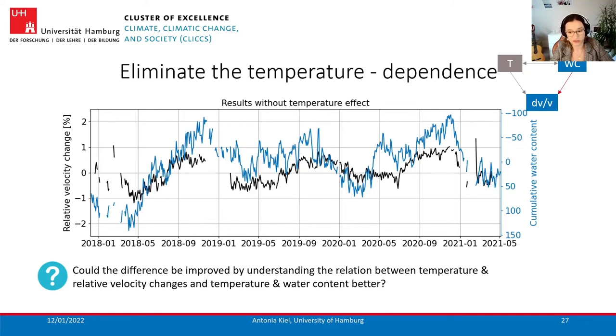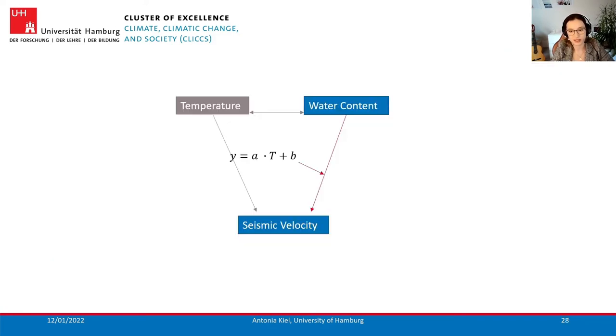Maybe some different ones than a linear one, and maybe also some intuition on how the relation between temperature and relative velocity changes could be explained, preferably something other than a linear regression, because a linear regression alone does not seem to give the best results yet.